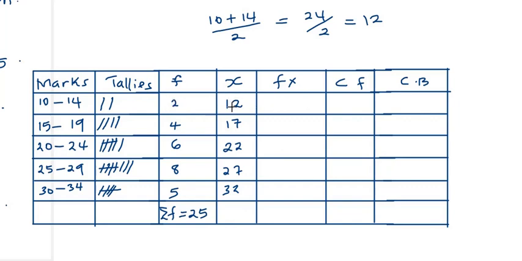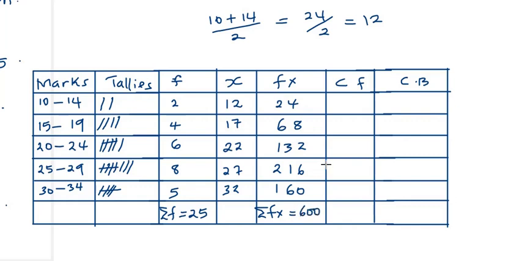f is here and x is here, so we need to keep on multiplying them. So 2 times 12 is 24. 4 times 17 is 68. 6 times 22, we get 132 here. 8 times 27, we are getting 216. 5 times 32 is 160. Then we get summation fx, which is equal to, when we add all of this, 600.